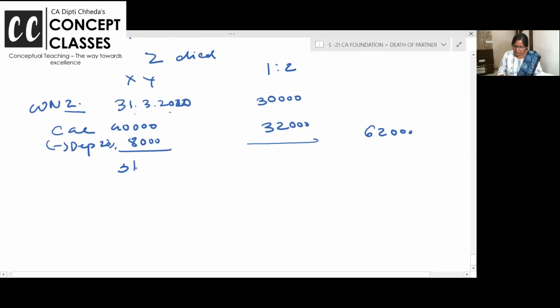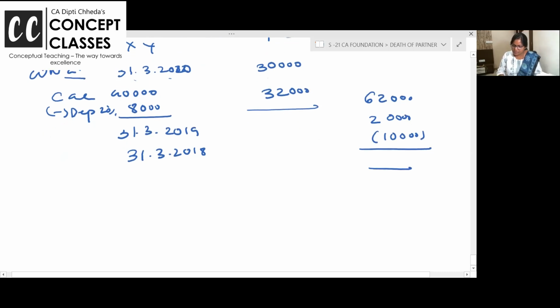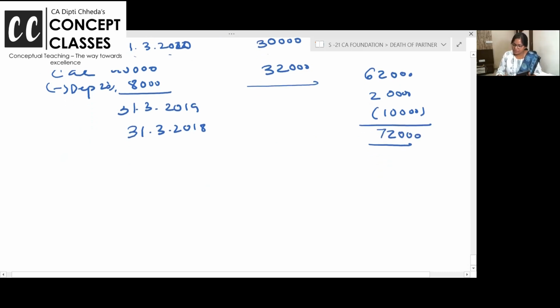And what about the earlier 3 years profit? 31st March 2019's profit is correct. 20,000. And 31st March 18, 10,000 is the loss. 62,000 plus 20,000 minus 10,000. 72,000 is the total profit.